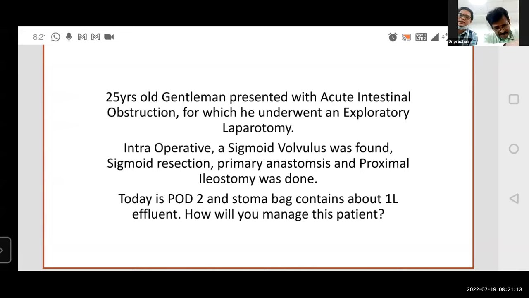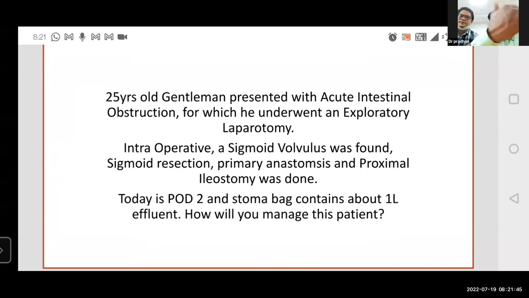Sir, it contains digestive enzymes. We are not bothered about the enzymes. We are concerned about the water, number one. Number two, how is the sodium here? What else? Is it alkaline or acid? Sir, it is alkaline. So, small gut contains a good amount of sodium, close to the serum level, contains some amount of potassium, and it is alkaline juice that is being lost.